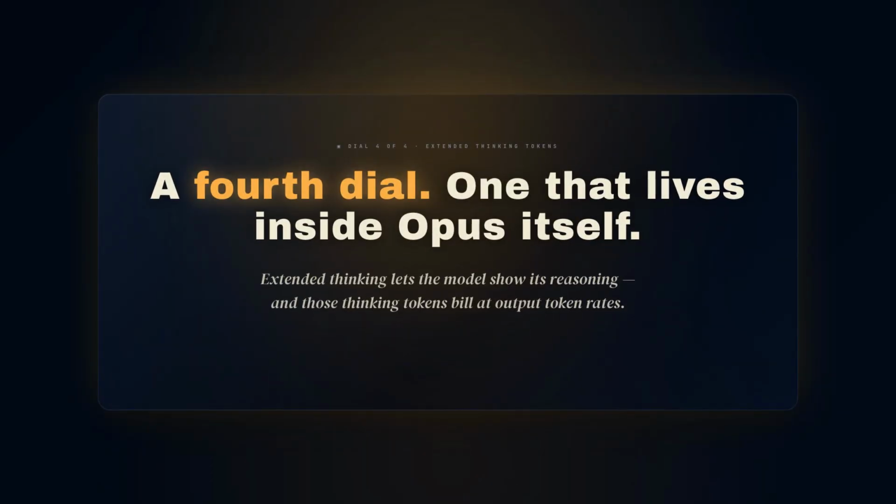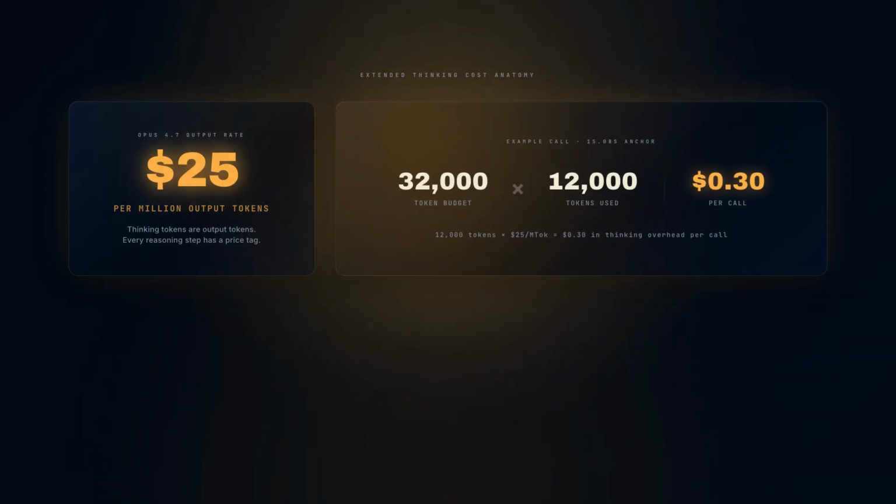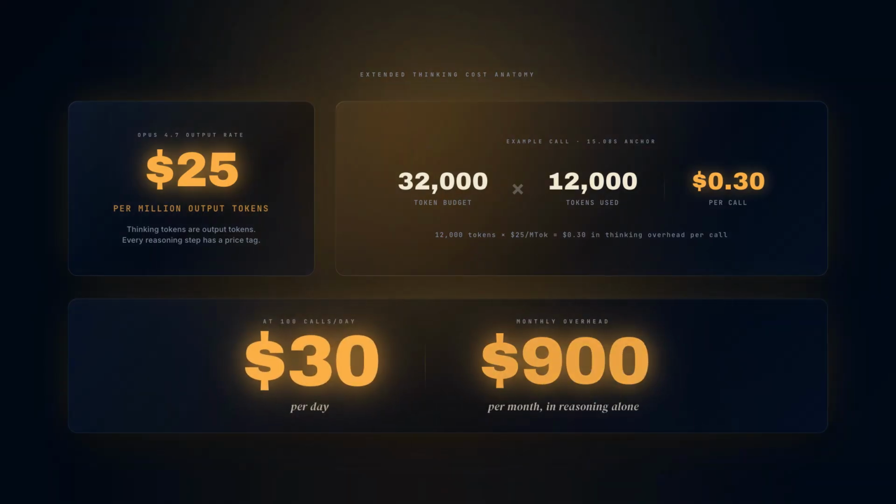There is a fourth dial, one that lives inside Opus itself. Extended thinking lets Claude show its reasoning before answering. Those thinking tokens bill at output token rates. For Opus 4.7, $25 per million output tokens. A 32,000 token thinking budget on a call that uses 12,000 tokens of reasoning costs 30 cents per call in reasoning overhead alone. At 100 calls per day, $30 a day, $900 per month. In reasoning that may or may not be improving your results.